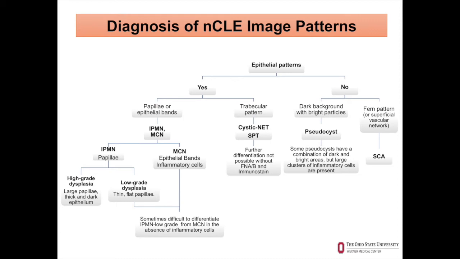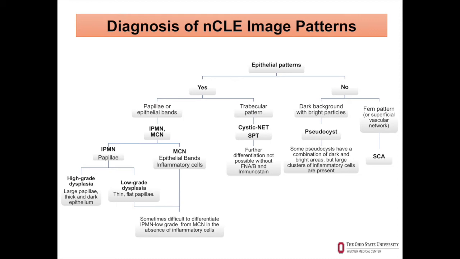When you group both these mucinous cysts together, that's IPMN and MCN, the hallmark is seeing epithelium. Whenever you see epithelium, that's either IPMN or MCN. Now, it's sometimes challenging to differentiate between MCN and an IPMN with low-grade dysplasia, which has much flatter epithelium, and we will discuss that in the next few slides.